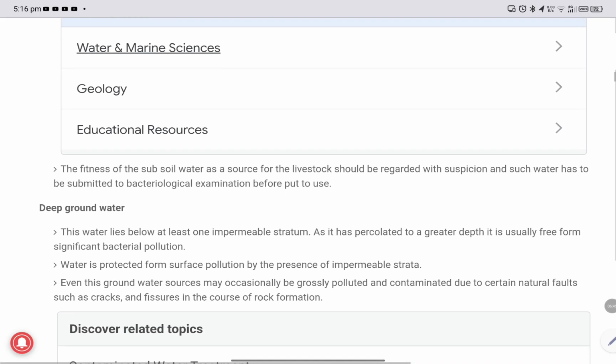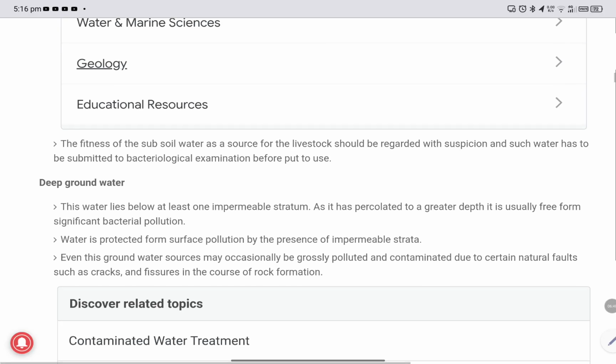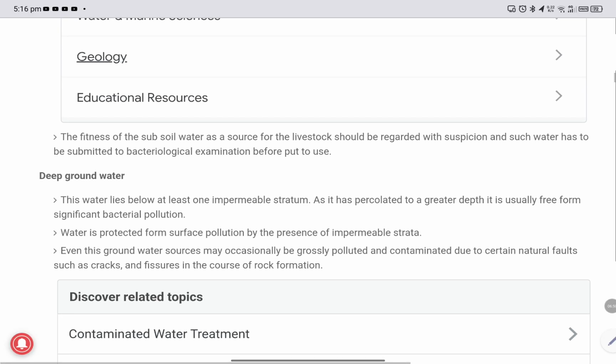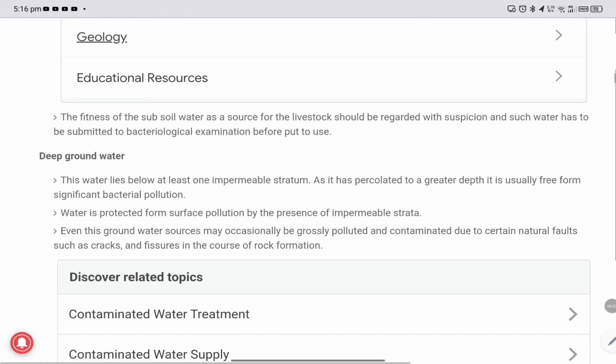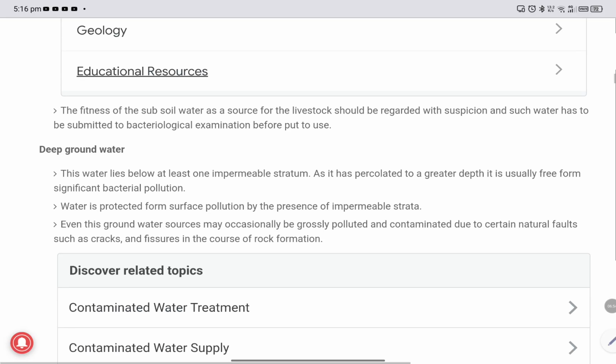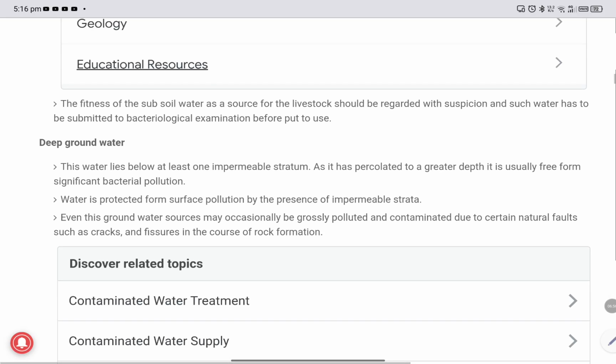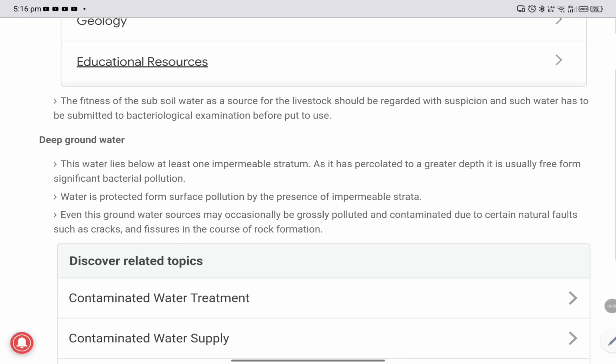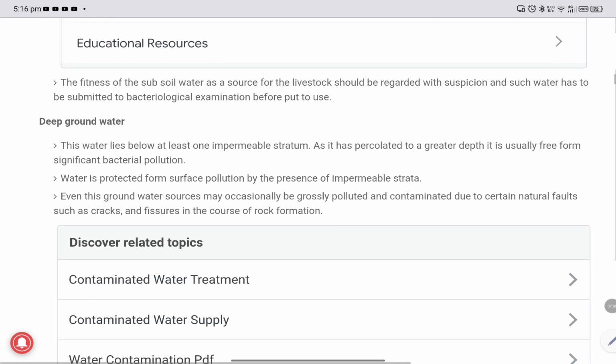The fitness of the subsoil water as a source for the livestock should be regarded with suspicion, and such water has to be submitted to bacteriological examination before being put to use.